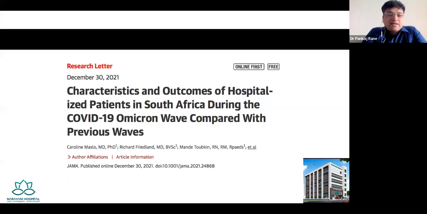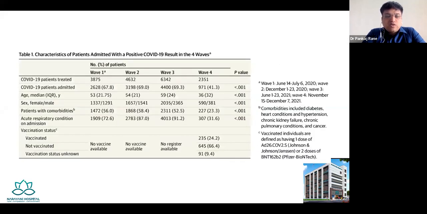This is a very interesting article presented in JAMA just on December 30th. Now South Africa and Botswana were the first two countries which diagnosed this Omicron variant. So the Omicron wave first came in South Africa. So now this is very interesting.